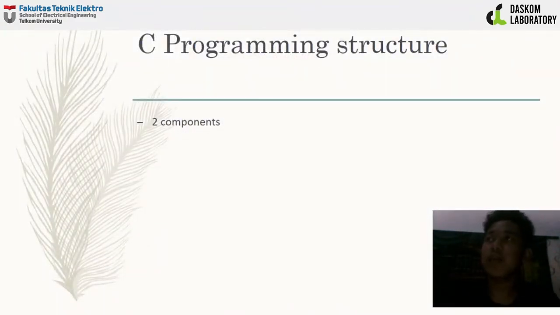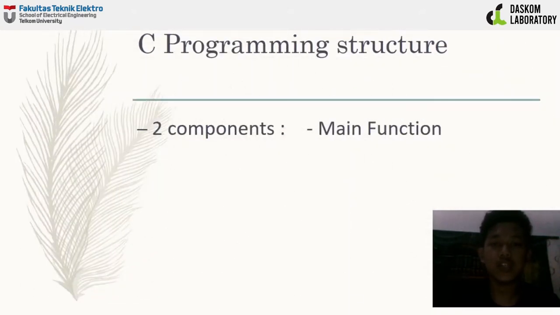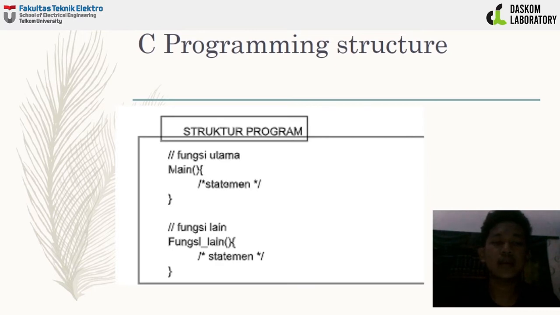The programming in C language has only two main structures, which are the main function and function, like this. The main function's role is the main control of the other functions, while the other functions' role is to support the main function so the program can work properly.